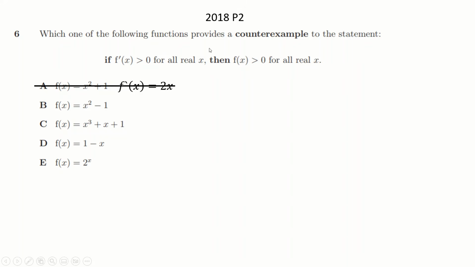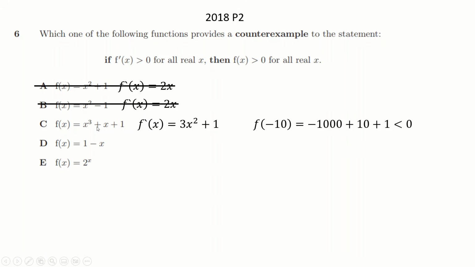Again, I haven't read this yet, and I don't intend to until I deal with this every time. So okay, that's not the counterexample because it doesn't obey this. This clearly not because it's the same thing, so no. This actually is greater than 0 for all real x because this of course is a square. Add 1, so that actually does the first thing. Then f of x is greater than 0 for all x.